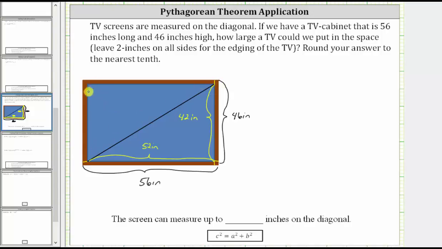Notice the diagonal cuts the TV, or the rectangle, into 2 right triangles, and therefore we can determine the length of the diagonal using the Pythagorean Theorem, which is c squared equals a squared plus b squared, where c is the length of the hypotenuse, this length here, and a and b are the lengths of the 2 legs. And it doesn't matter which one's a and which one's b. Let's let this leg be a and this leg be b.